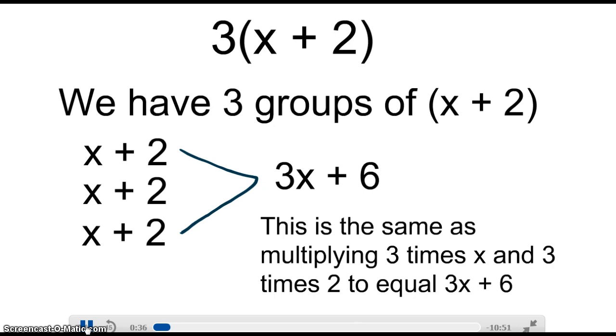This is the same as multiplying 3 times x and 3 times 2. 3 times x is 3x, and 3 times 2 is 6. And that gives us 3x plus 6. That is our distributive property.